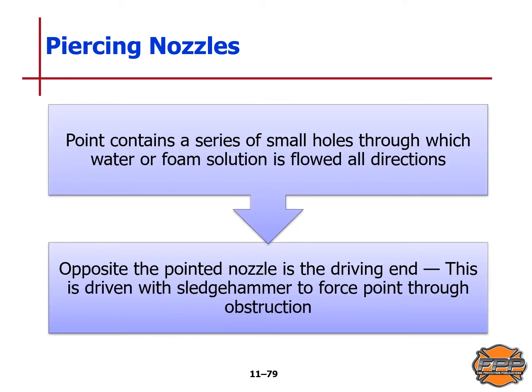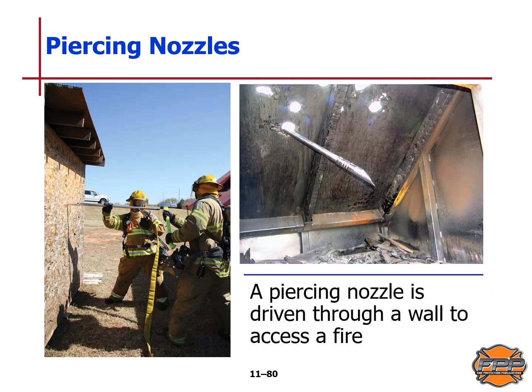The point contains a series of small holes through which water or foam solution is flowed in all directions. Opposite the pointed end is the driving end. This is driven with a sledgehammer to force the point through obstruction. Here's an example of a piercing nozzle being driven through a wall to access a fire.